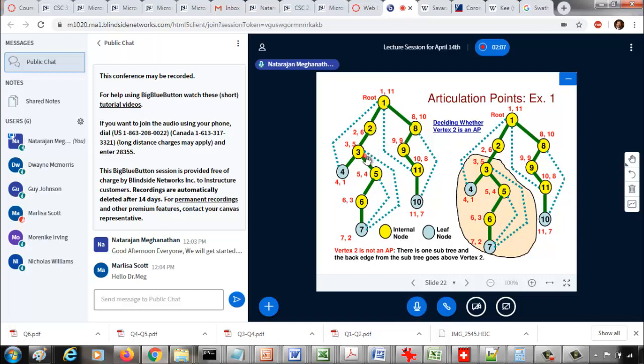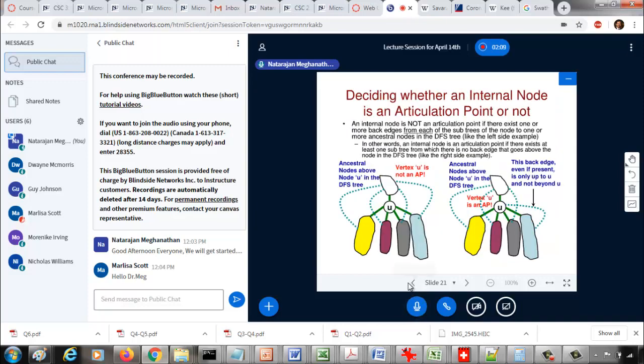Now for any intermediate vertex, the rule is this. It may have one or more subtrees. You should check from each subtree whether you have a back edge that goes above the vertex in the depth first search tree. If there is at least one back edge from each subtree that goes above that vertex, then the vertex is not an articulation point.